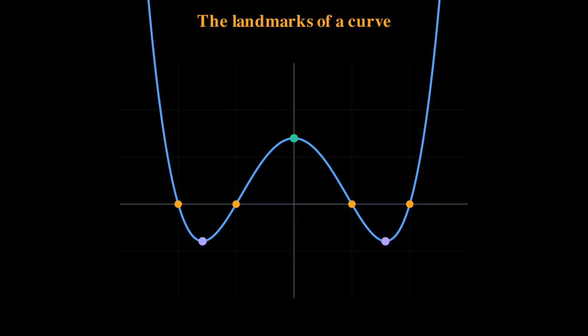And the symmetry. Fold this curve along the vertical line, x equals 0, and the two halves match exactly. That line is its axis of symmetry. Spotting symmetry halves your work. Whatever happens on the right is mirrored on the left.